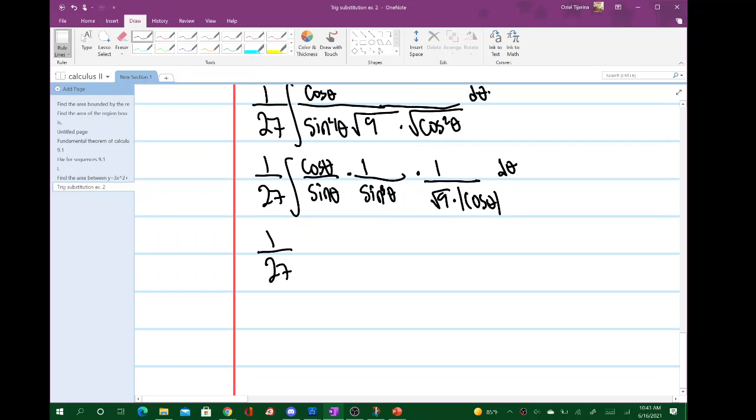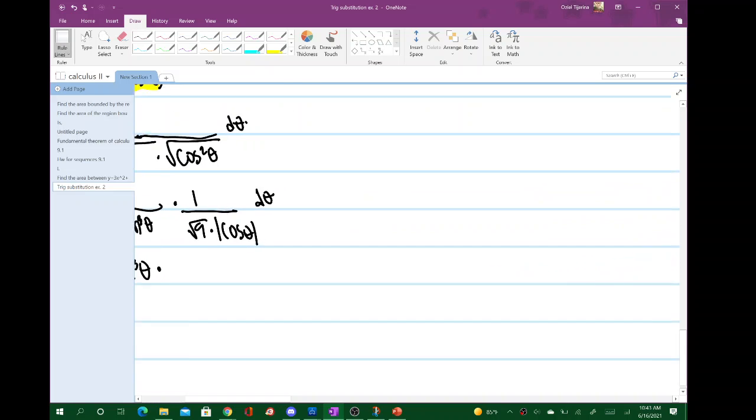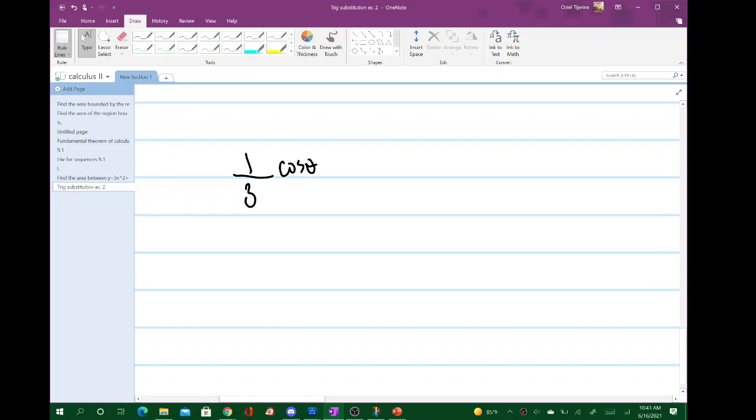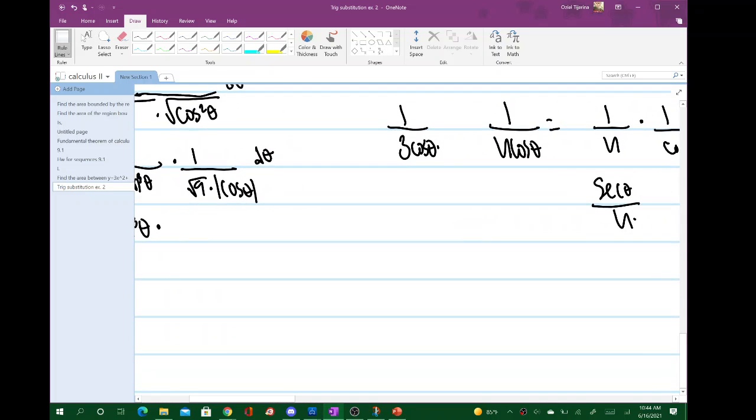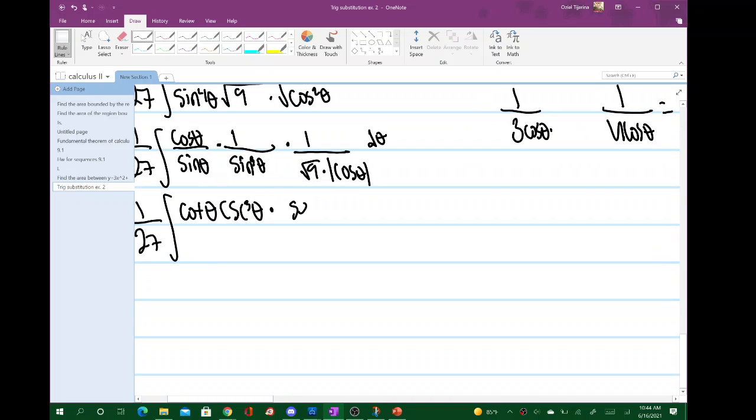So then we have 1 over 27 times the integral of cotangent theta, cosecant cubed theta, times 1 over 3 cosine theta. If I say 1 over u cosine theta, that's going to be 1 over u times 1 over cosine theta, which is secant theta over u. So really this is going to be secant theta over 3 d theta.